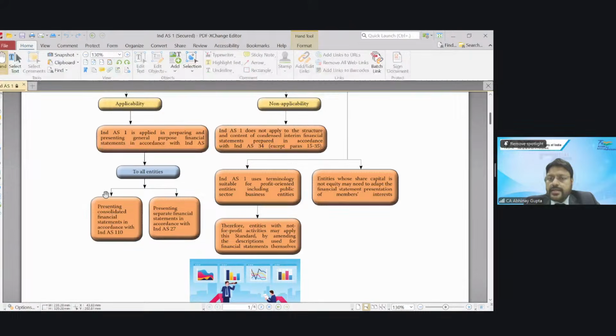So because that is governed by Ind AS 34 separately, we don't interfere in that area, right? So if you are preparing the condensed financial statements for any of the intervening period, for example, quarter or half year, right?